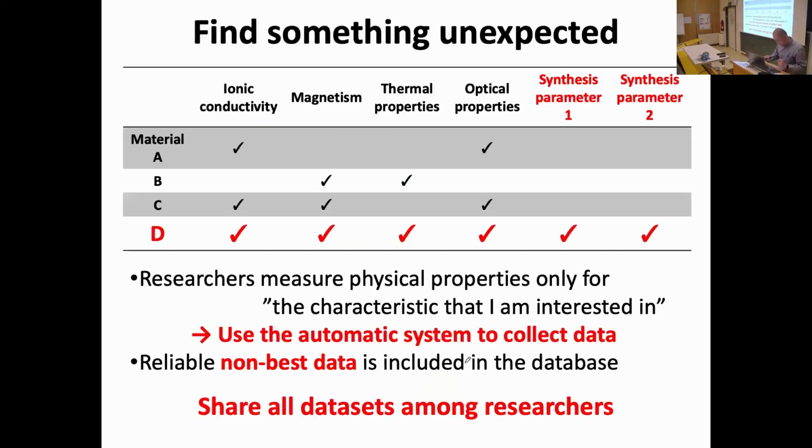Going further, we now characterize many properties, because we want complete data. If you want to do good machine learning, we need dispersed data.